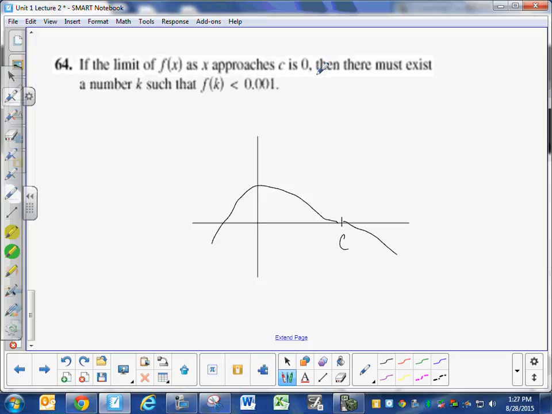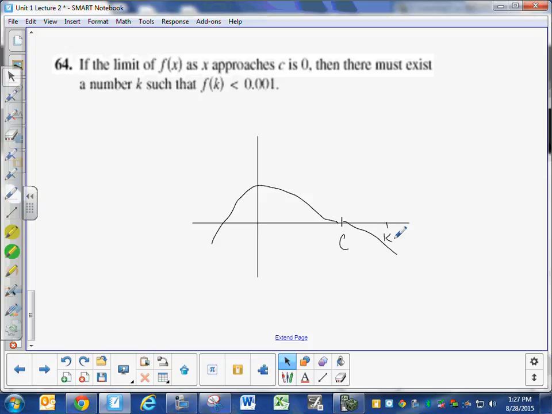Okay. The statement is there must exist a number k such that f of k is less than 0.001. Well, k then is going to be an x value since we're talking about f of k. So here is an x value k. The question is, can I drag k somewhere so that the y value I get is less than 0.001? What do we think, Mr. Wolf?